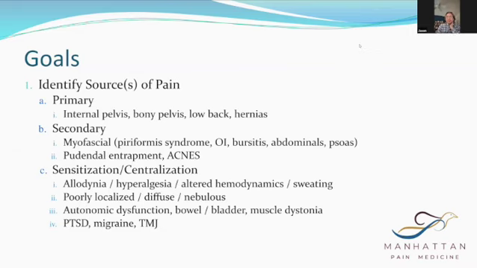If they have acne, you have to answer, why are they having acne? What's driving that? Is it guarding from a hernia? Is there a surgical scar neuroma? What have we not identified that's driving this process? Because that's the primary that we have to identify and treat. Otherwise, we're not going to make any progress.